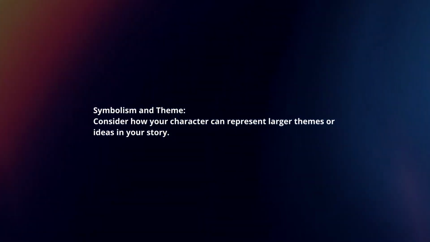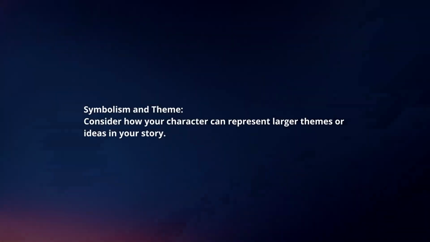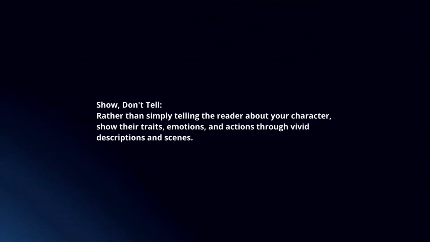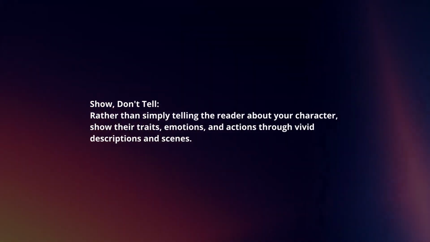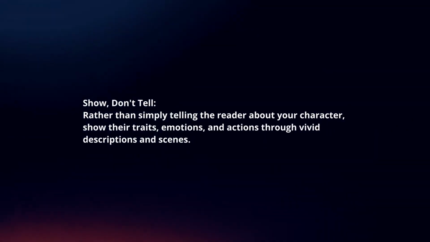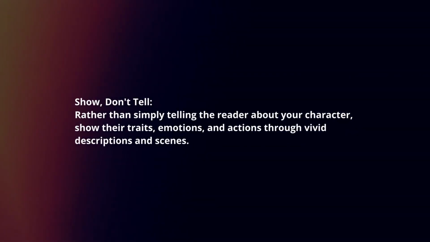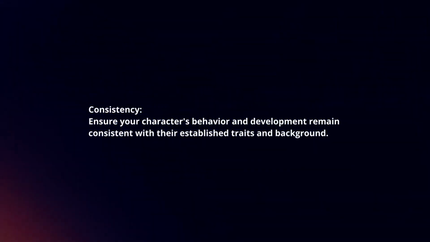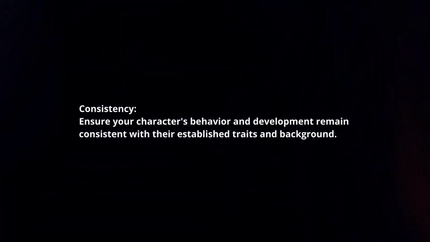Symbolism and theme. Consider how your character can represent larger themes or ideas in your story. Show, don't tell. Rather than simply telling the reader about your character, show their traits, emotions, and actions through vivid descriptions and scenes. Consistency. Ensure your character's behavior and development remain consistent with their established traits and background.